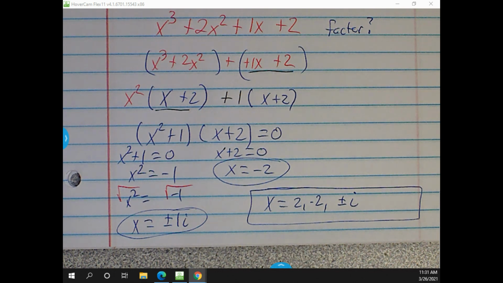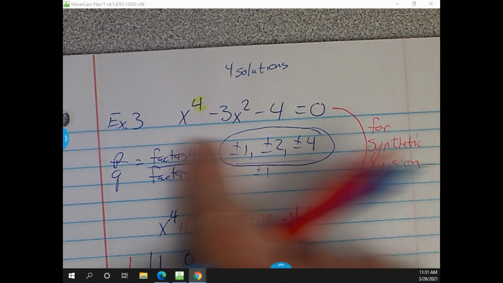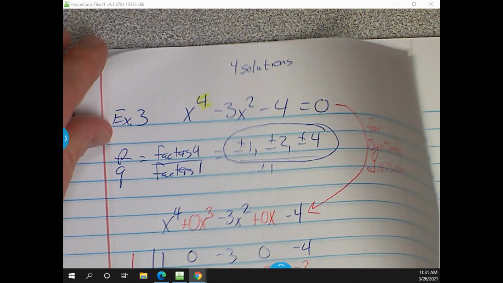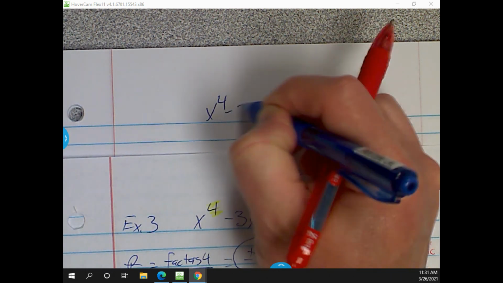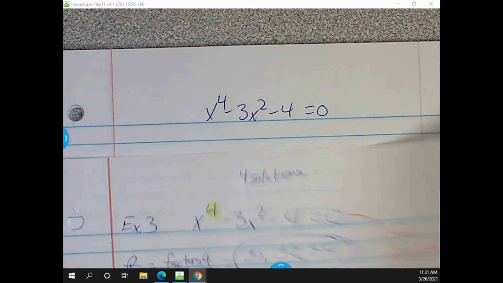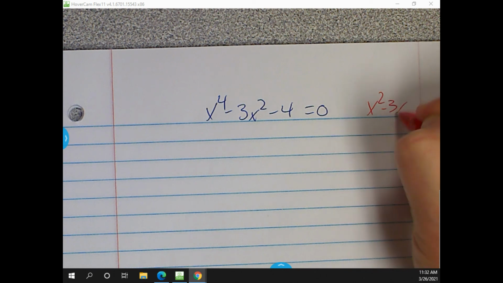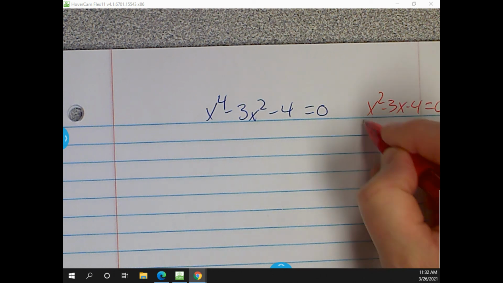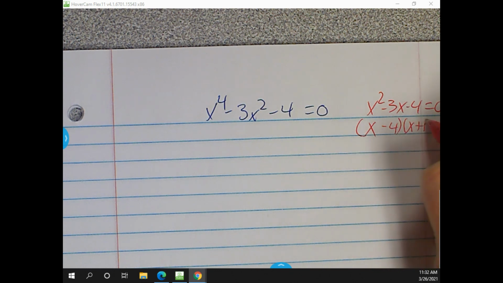This was kind of like a trick question on this part of it, because you actually could do this problem 2 different ways. You don't have to write this down, but let me just show you. You also could have done this one by factoring. If you pretended like this had been x squared minus 3x minus 4, this one you could have factored as x minus 4 and x plus 1.